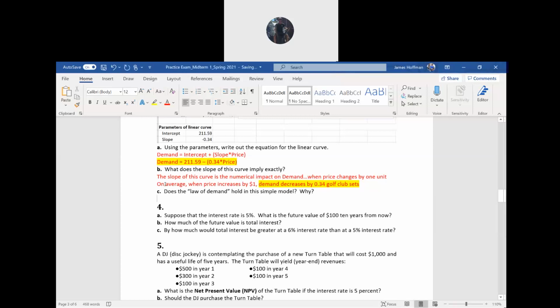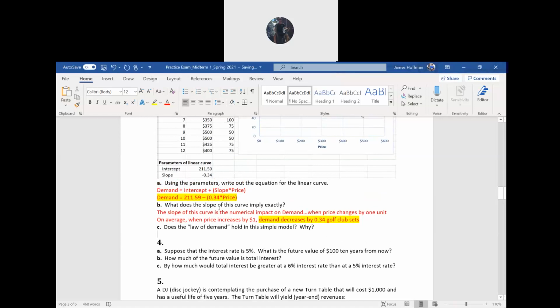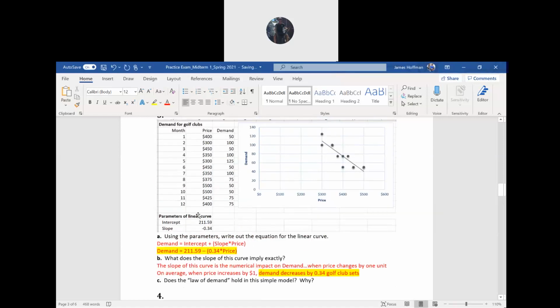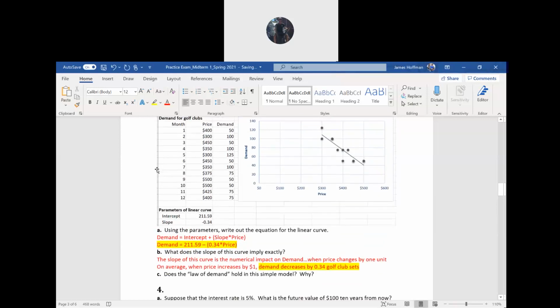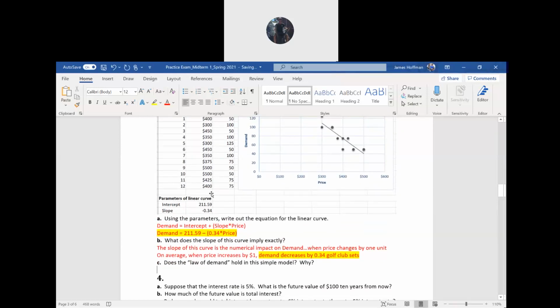Okay, so does the law of demand hold here? The law of demand states that when prices fall, demand increases and vice versa. So if the law of demand holds for a demand curve, you should have a negative relationship between price and demand and a downward sloping curve. You can see here on this curve that when price goes down, demand goes up, and when price goes up, demand goes down. So that confirms the law of demand.